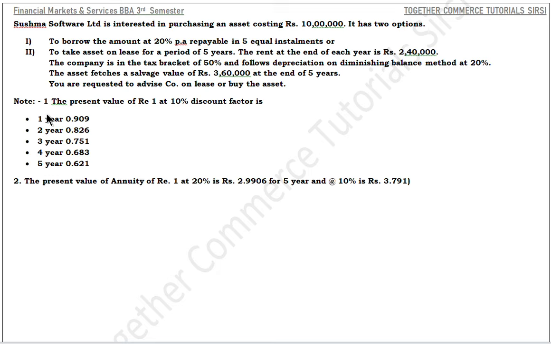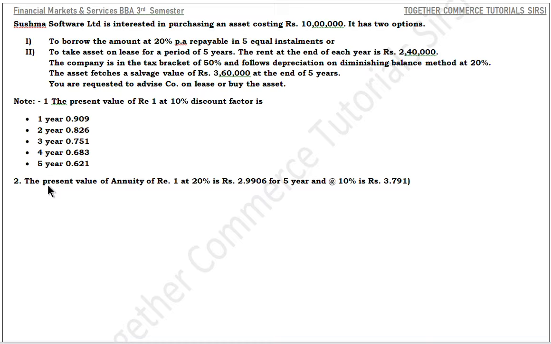There are two notes given as hints. The present value of rupee 1 at 10% discount. Why this has become 10% is because the interest is 20% and the tax on it applies as 50%. If you apply 50% on this 20% interest rate, it will come back to 10%. For the first year the value is 0.909, second year 0.826, third year 0.751, fourth year 0.683, fifth year 0.621. This value is got from a table, or it can also be calculated with the formula 1 divided by (1 plus r) raised to n.